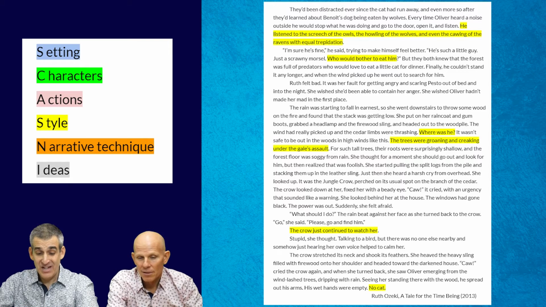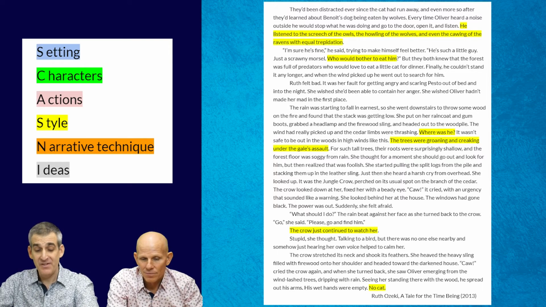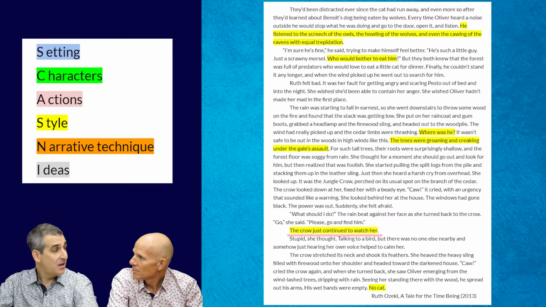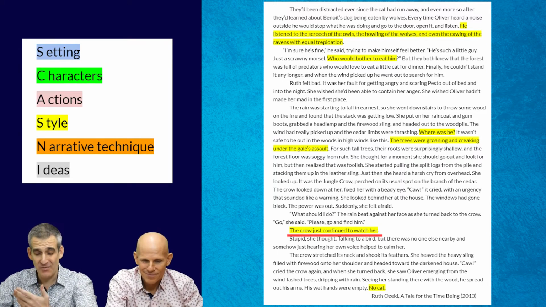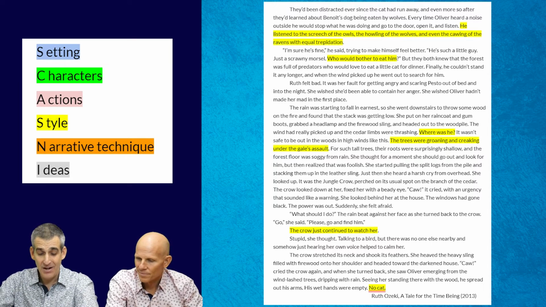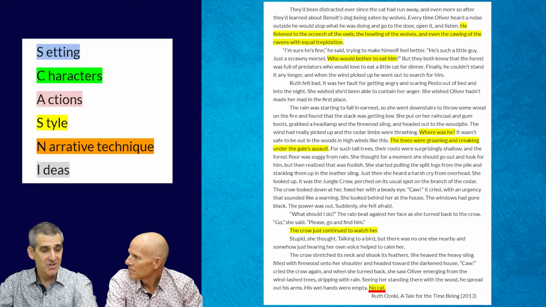For sure, and that kind of takes me to this idea of anthropomorphism, where we have a crow who's taking on human-like characteristics and actually engaging in conversation seemingly with one of our characters. So a really great one. And then, of course, the final syntactical move at the end where we see no cat. That short syntax is really punchy and really brings the reader to more tension.